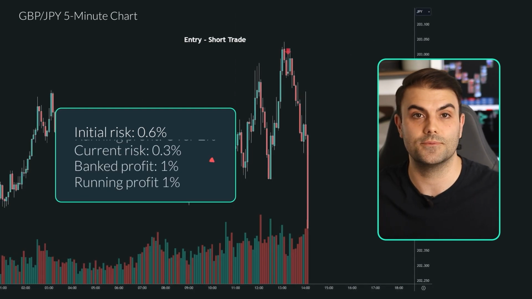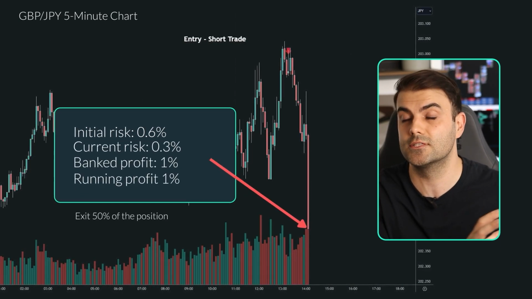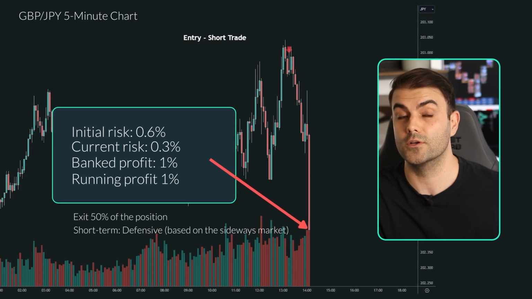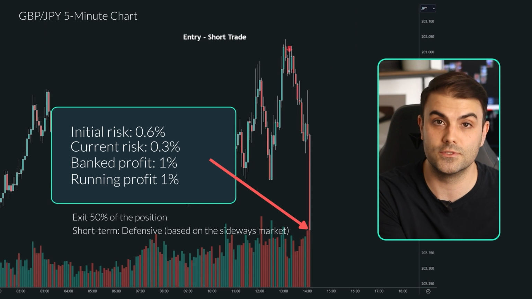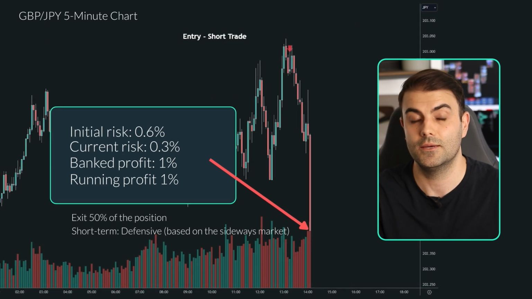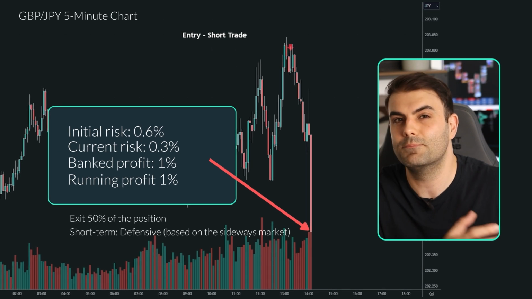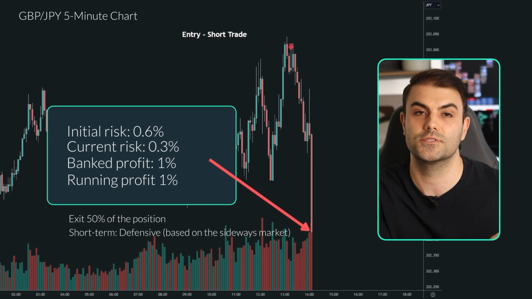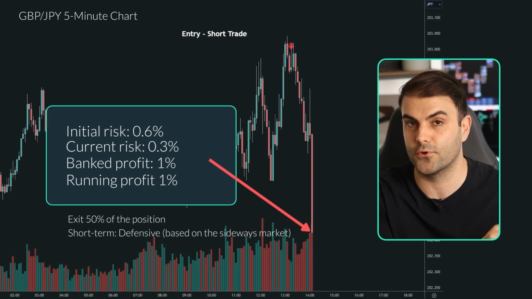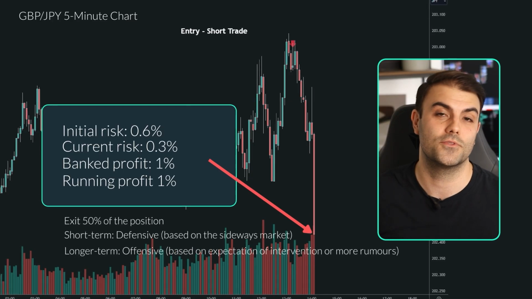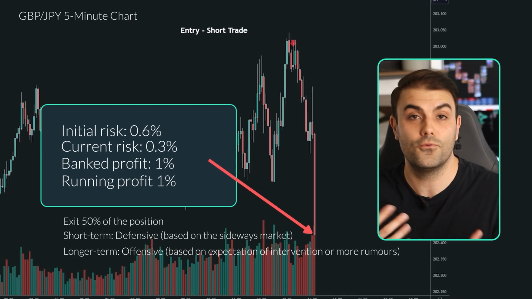So I split the trade. One half was short-term focused and the other half was longer-term focused. The short-term focused one was a defensive approach, so I closed it and banked a 1% profit because there was a good chance that the price would reverse from that point, and so it didn't make sense for the short-term market context to stay in the trade if I was just focused on the short term. The expectancy wasn't high enough, there was too much risk, so it's best to take a defensive approach and take the profit.